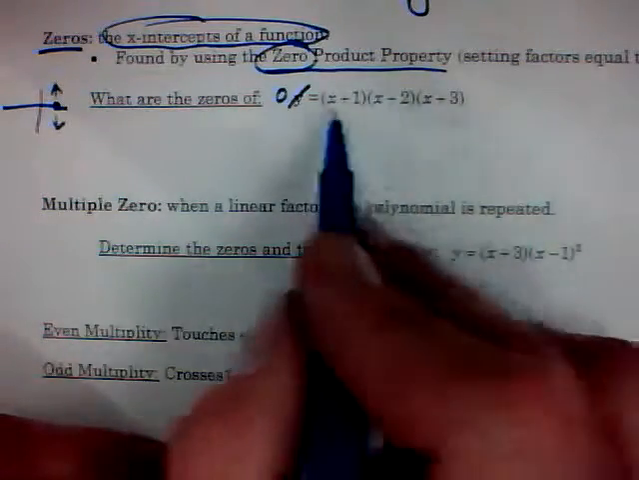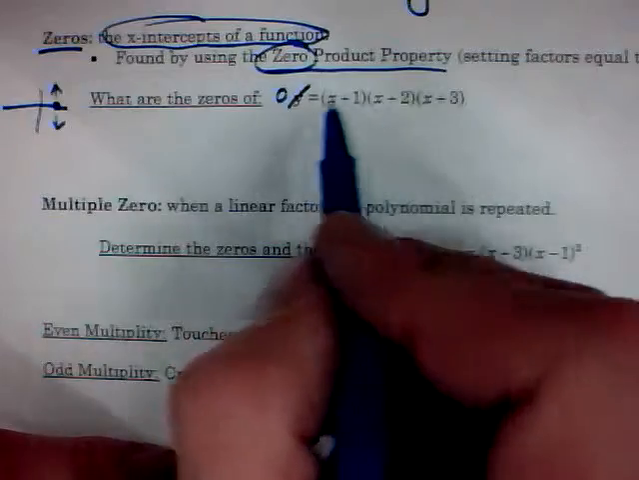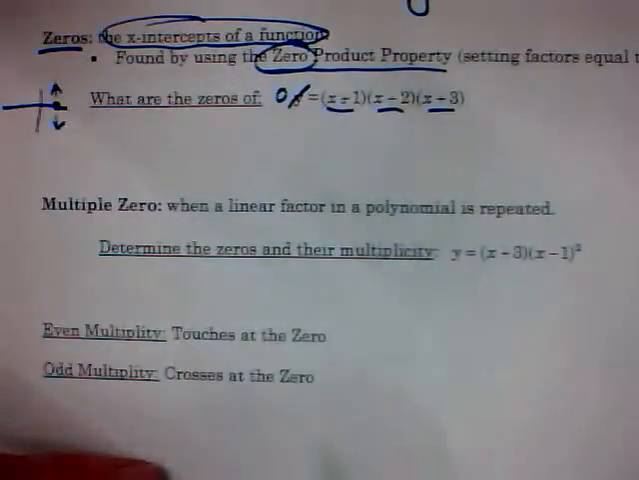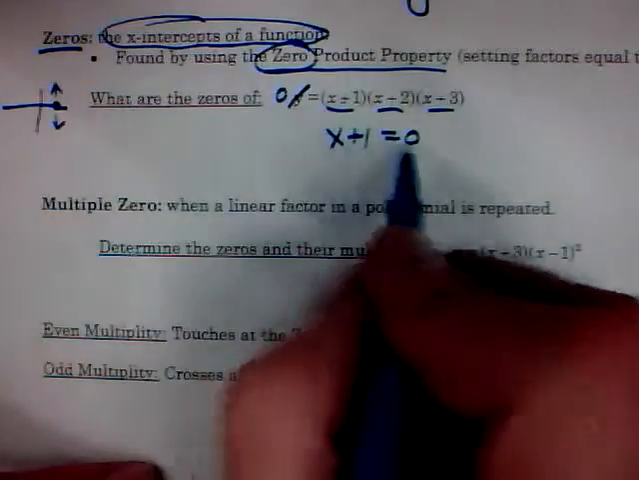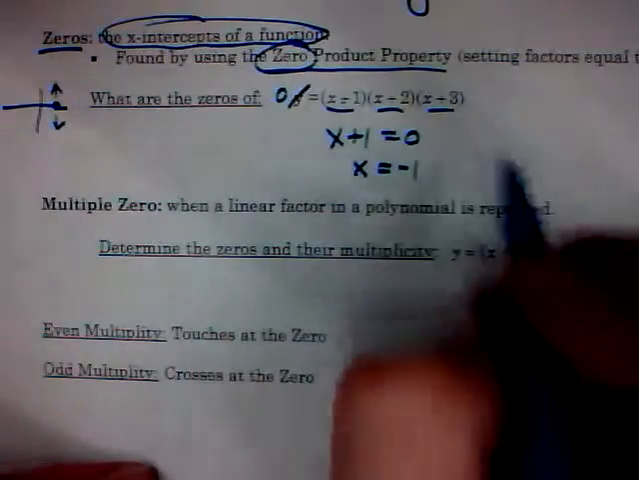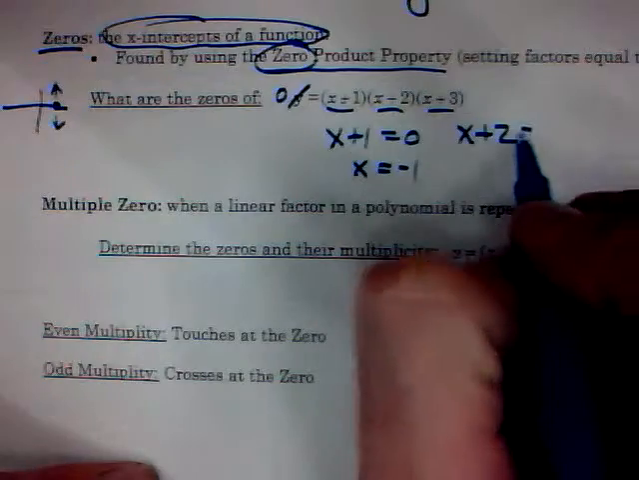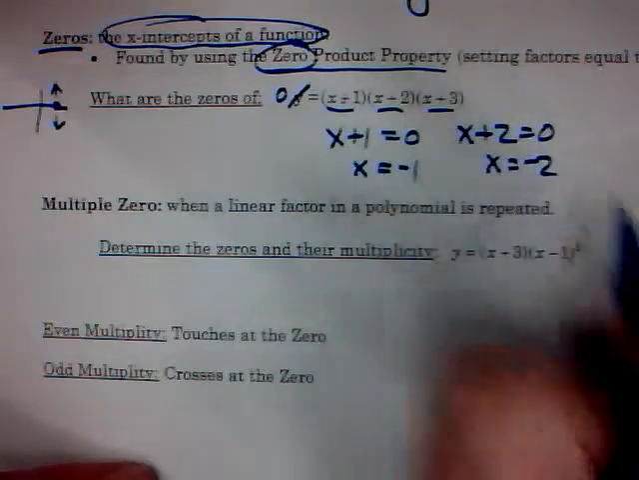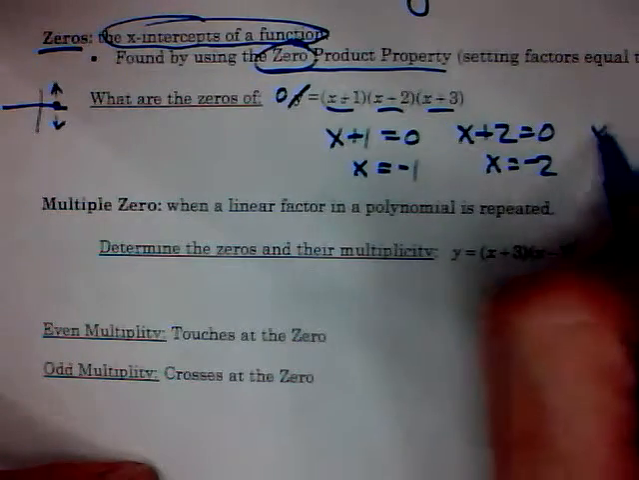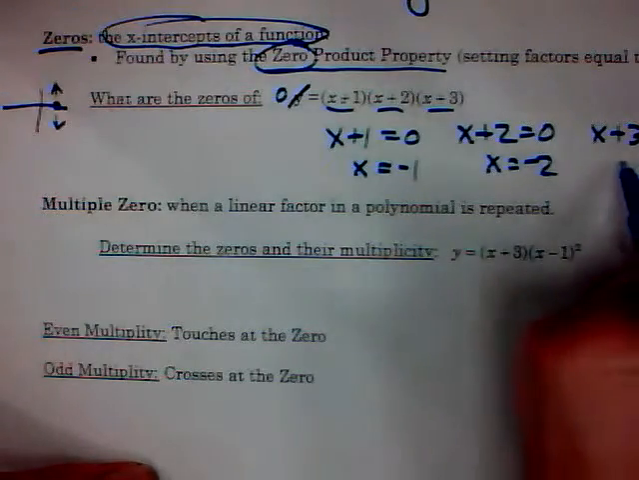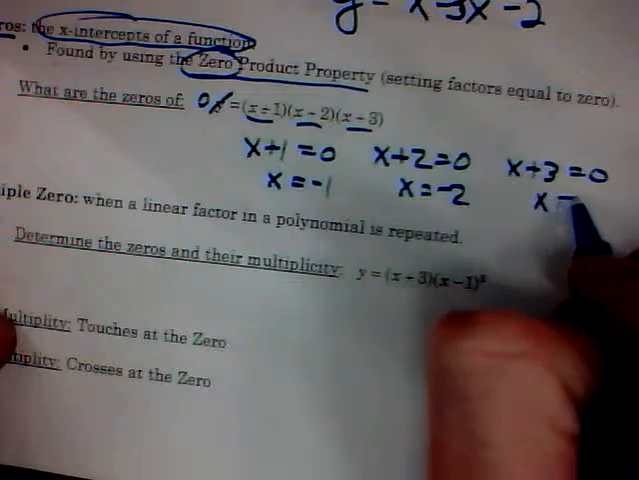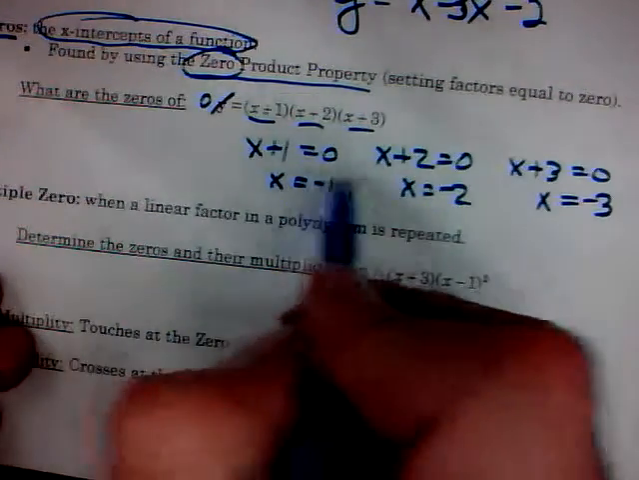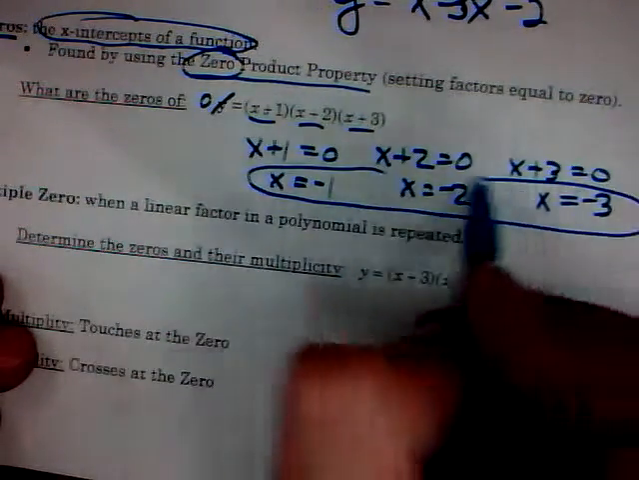So now we can just set each of these individual factors here equal to 0, and we'll know what our x-intercept is. So x here would have to equal -1. If we take x plus 2, set it equal to 0, we get -2. And if we take this factor of x plus 3, set it equal to 0, we get -3. So here are your x-intercepts.